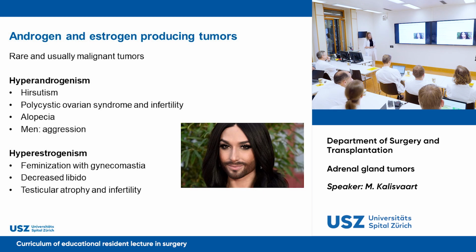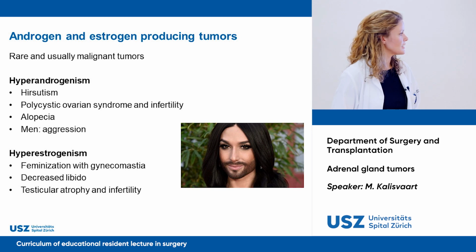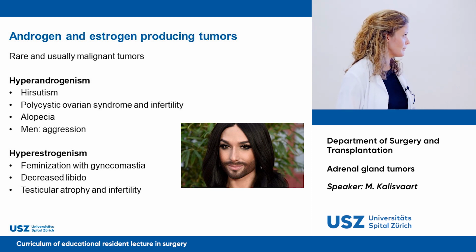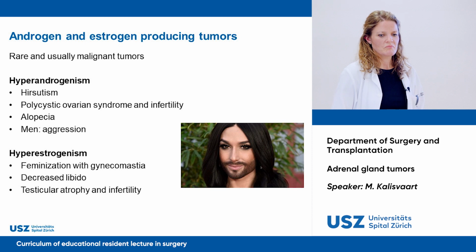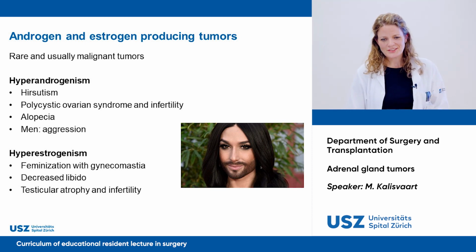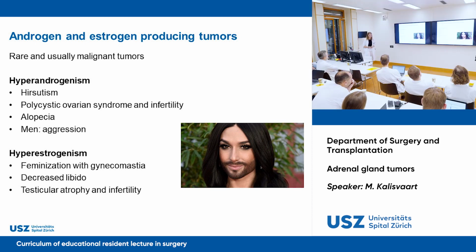Then third, we have the androgen and estrogen producing tumors. They are rare, but usually malignant. If there is an excessive release of androgen, a patient can develop hirsutism. Women can also have polycystic ovarian syndrome and infertility, alopecia, and in men, episodes of excessive aggression are observed as well. If there's a release of estrogen, in men there can be feminization, also with gynecomastia, a decreased libido, and also testicular atrophy and infertility.